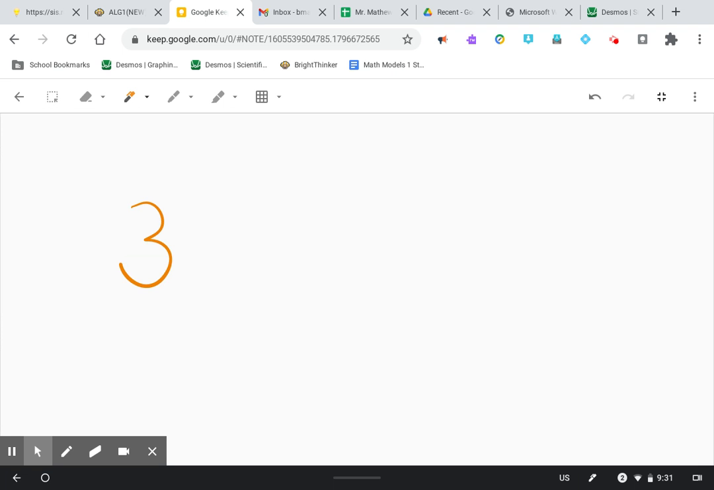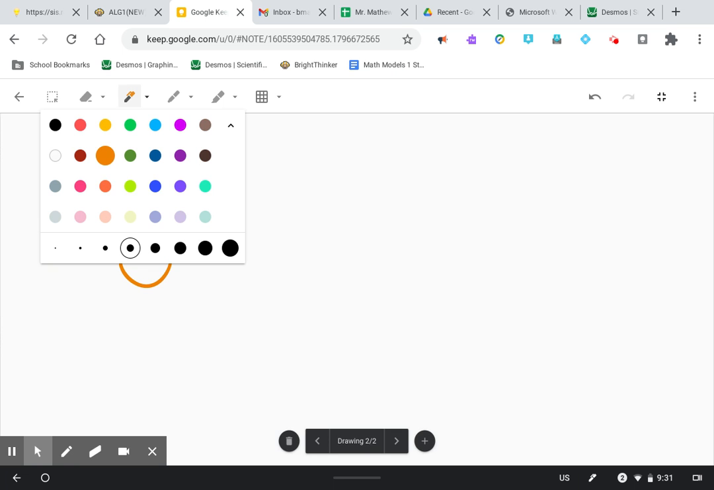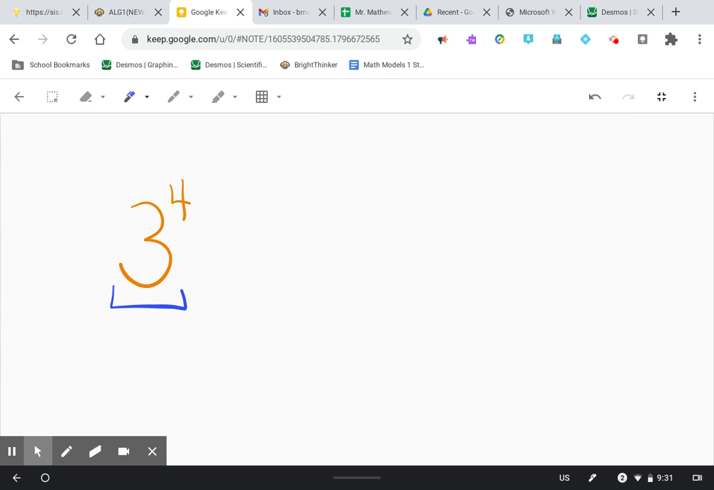Maybe 3 to the 4th power. Within this expression, we have two components. We have this number here, which we call the base, and we have this number here, which we call the exponent or the power.